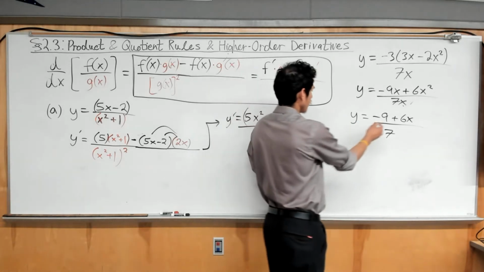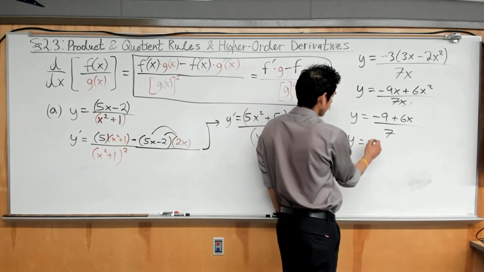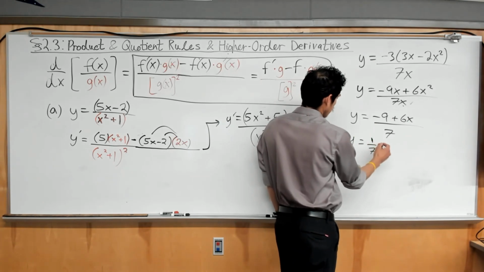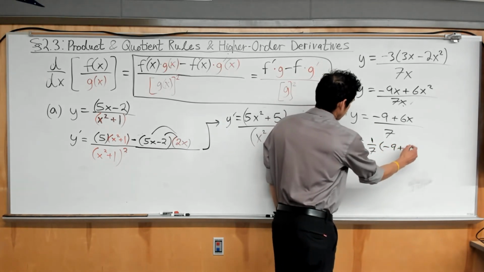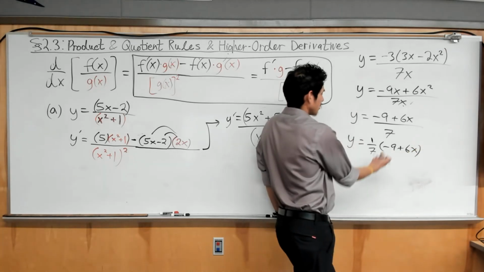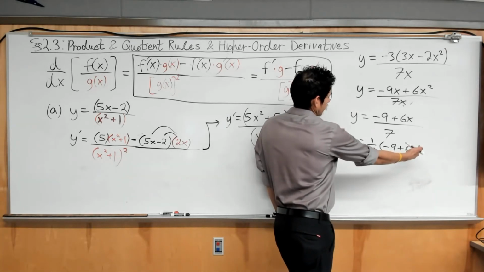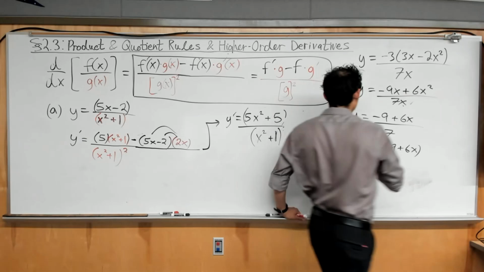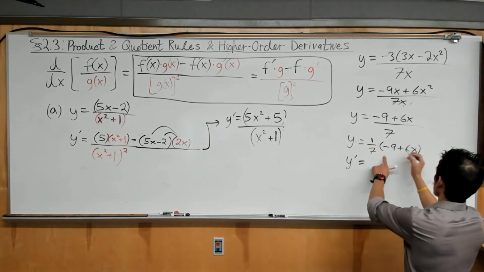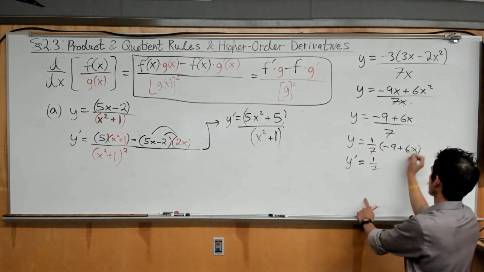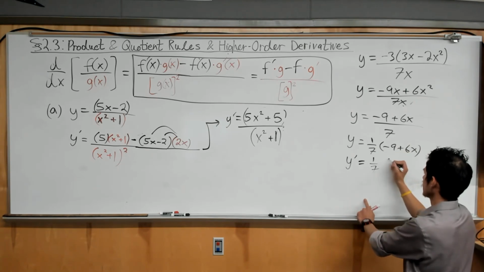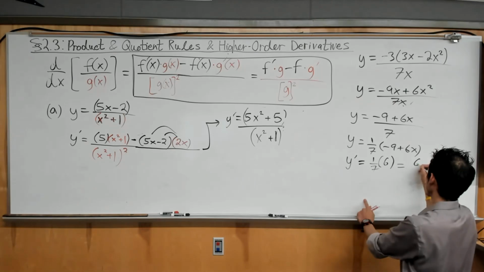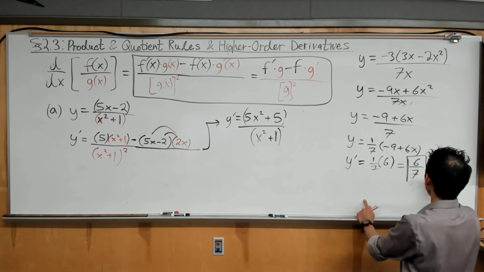Then it's just y equals 1/7 times negative 9 plus 6x, so it's just 1/7 times the derivative of this. So y prime would just be 1/7 times the derivative in here, which is just 6. So your answer is actually just going to be 6/7.